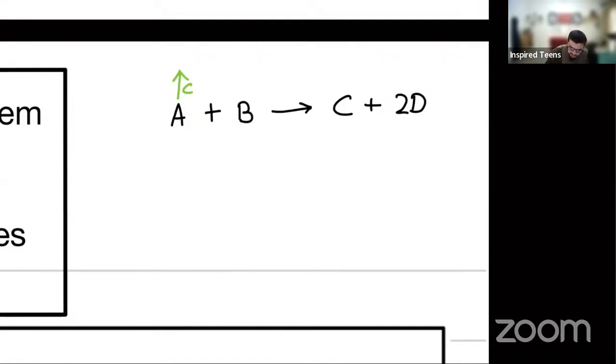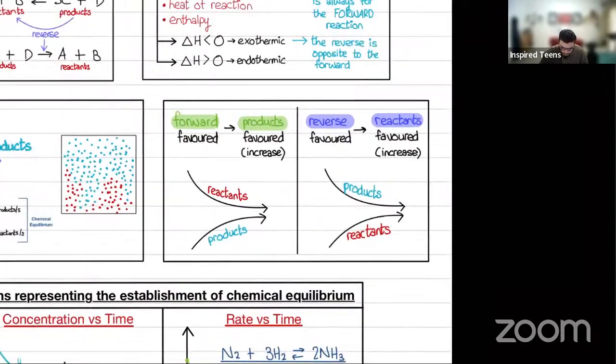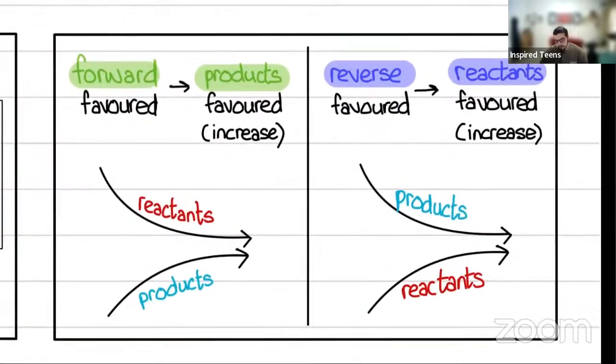So here we have reactants and here we have products. When we increase the concentration of reactants, the other side is favored, the product side is favored. When we favor the products, we favor the forward reaction. You guys need to remember this. Let's read this again. Forward favored means the products are favored or the products increase. Reverse favored means the reactants are favored or the reactants increase.